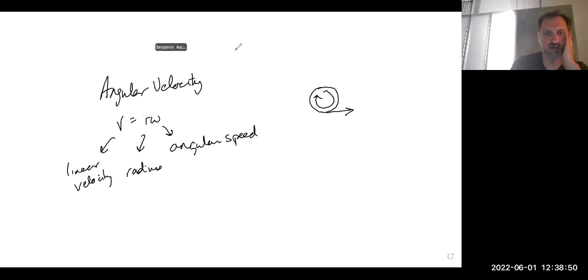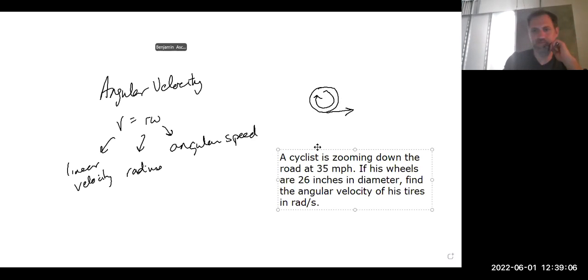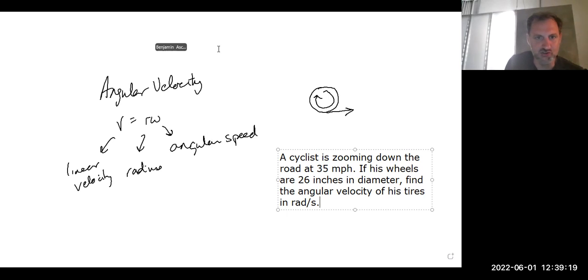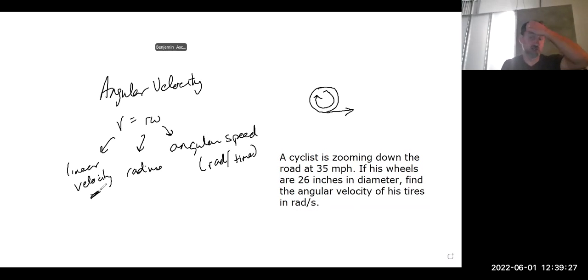So let's take a look at a problem that you would have for this type of situation. I already wrote a problem. I'm going to bring it over and we'll talk about it here. You've got a cyclist zooming down the road at 35 miles an hour. His wheels are 26 inches in diameter, and find the angular velocity of his tires in radians per second. The angular speed is always measured in radians per unit time. The unit of time is going to be determined by the linear velocity side of the equation.